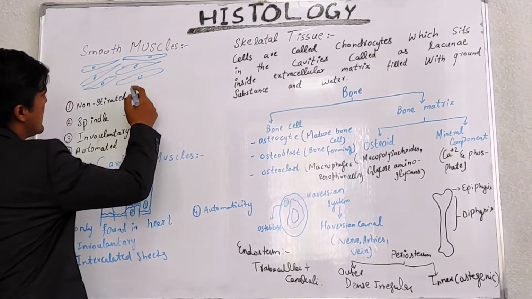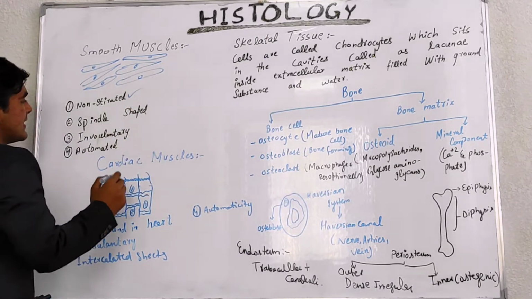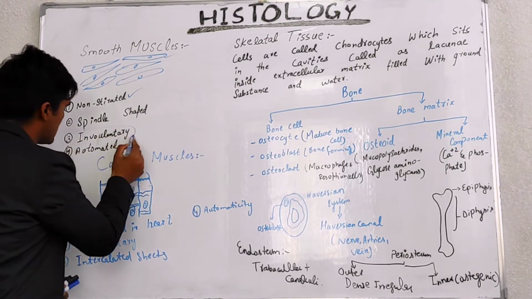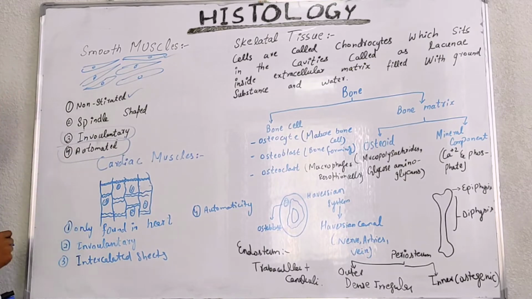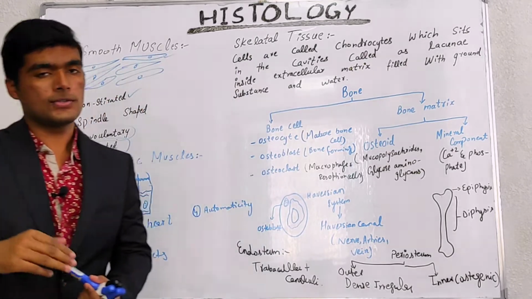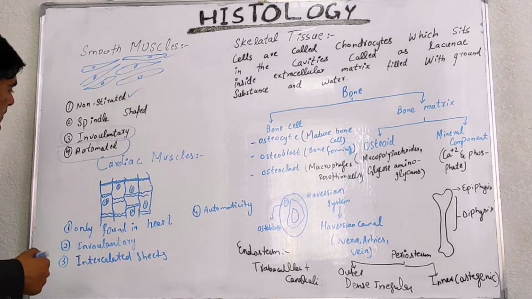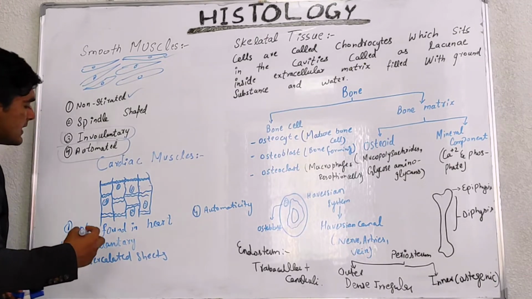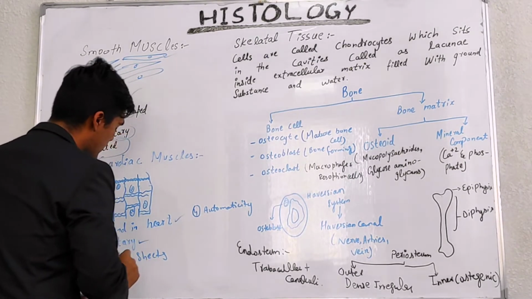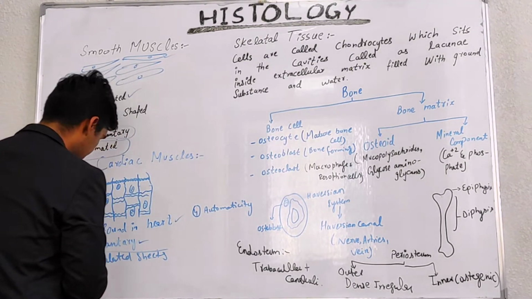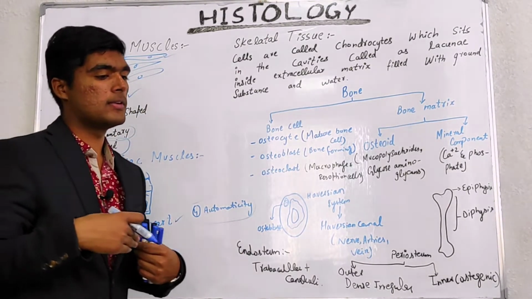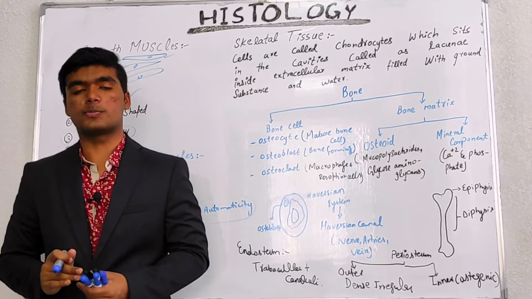Now talking about smooth muscle histology. They are non-striated and spindle in shape, as we saw. They are involuntary and automated. Automated means they are able to initiate their own response. Talking about cardiac muscles, they are found in the heart. As their name shows, they are cardiac muscles. They are involuntary, possess intercalated discs, and are also automated, meaning we have no control over them. They are responsible for initiating their own response.